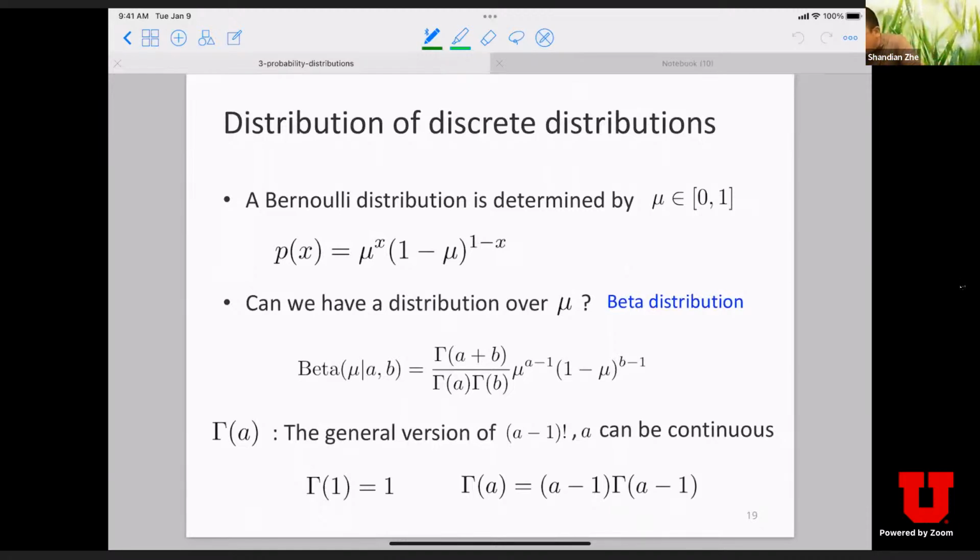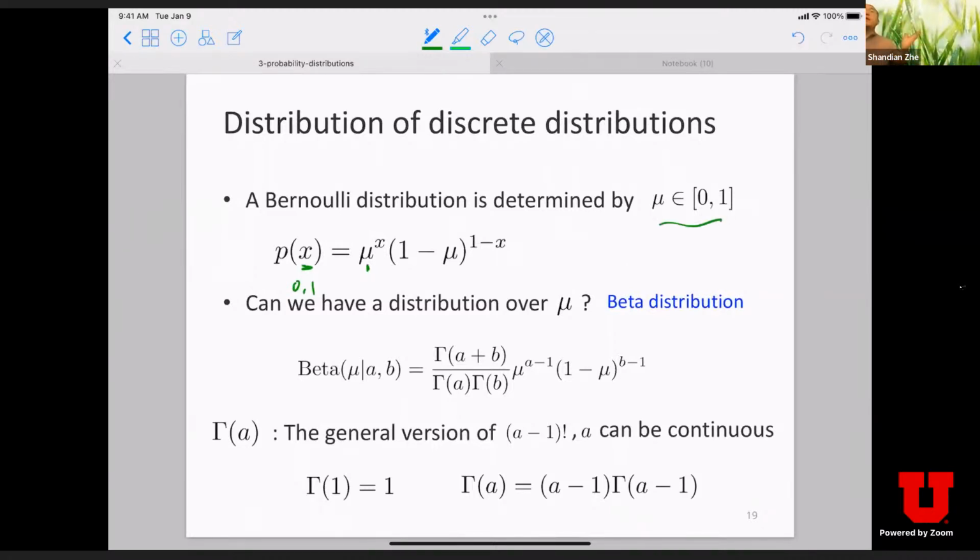Say we have a Bernoulli distribution. We know that this x is either 0 or 1, and this Bernoulli distribution is determined by this mu parameter. So its probability is mu to the power of x times 1 minus mu to the power of 1 minus x. Then the question is, what if I want to further assign a distribution over mu?